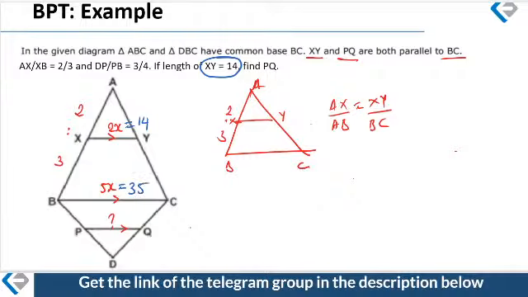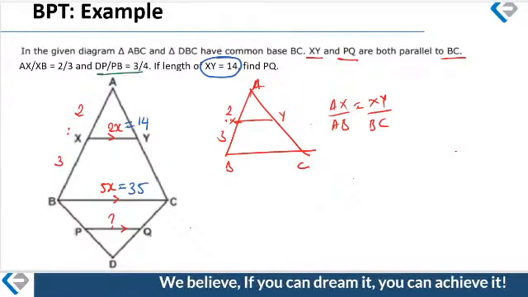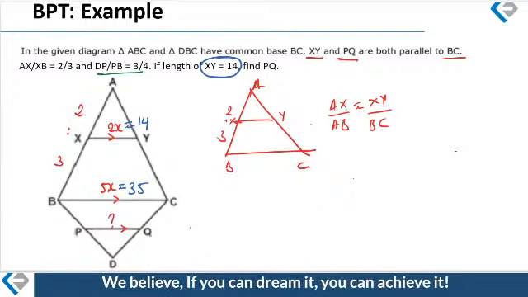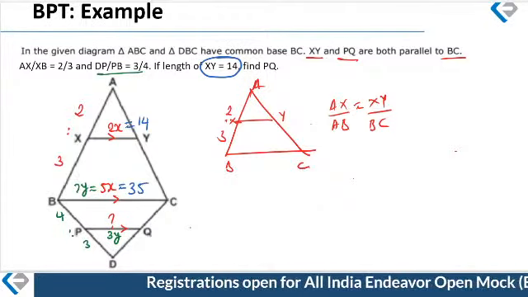Good. Let's go to the second part. What is the second part given to me? It's given DP and PB are in the ratio 3:4. Let me write it. If DP is 3, PB is 4. Therefore, if this is 3y, this is going to be 7y. Again, applying the same basic proportionality theorem.